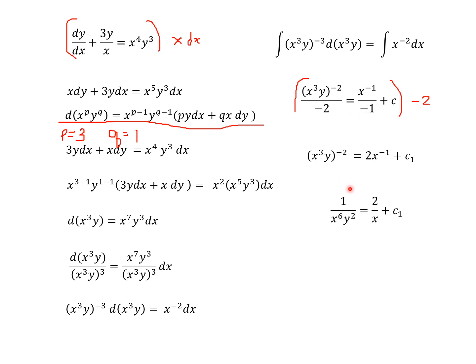And further simplifying, this is 1 over x to the 6y squared equals 2 over x plus c1. So this is our general solution. Let's have another example. This time we have what?